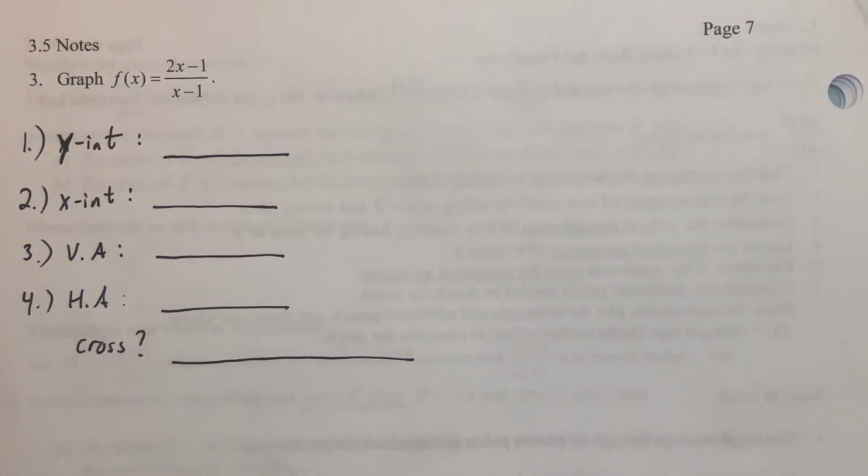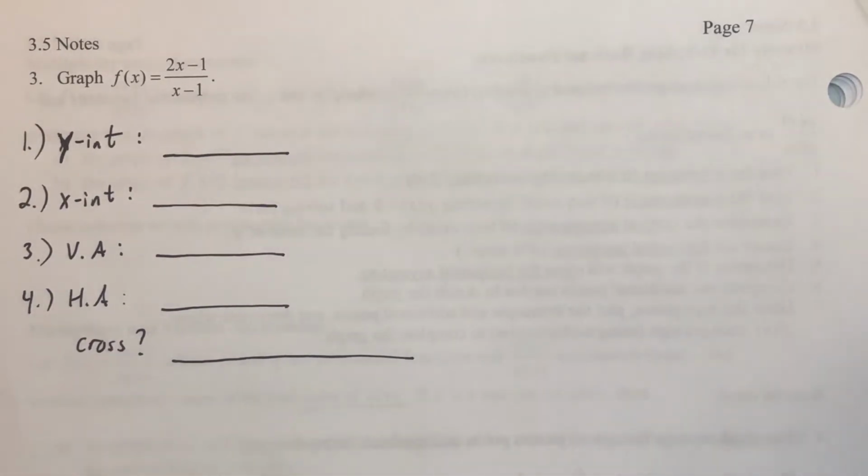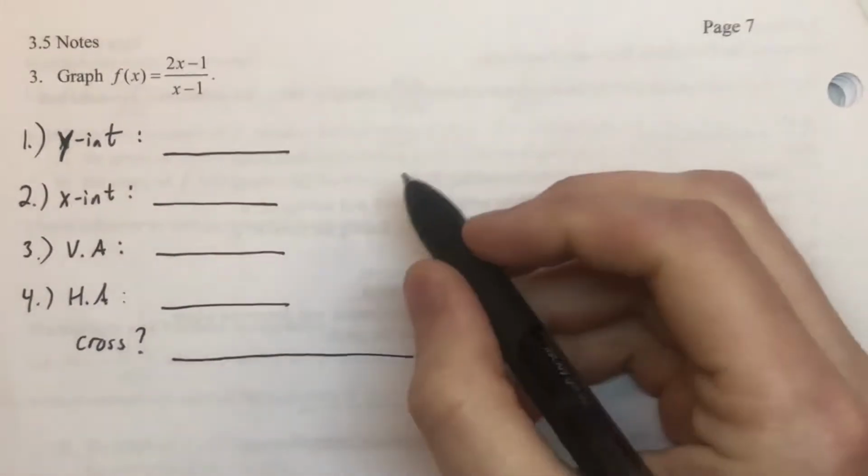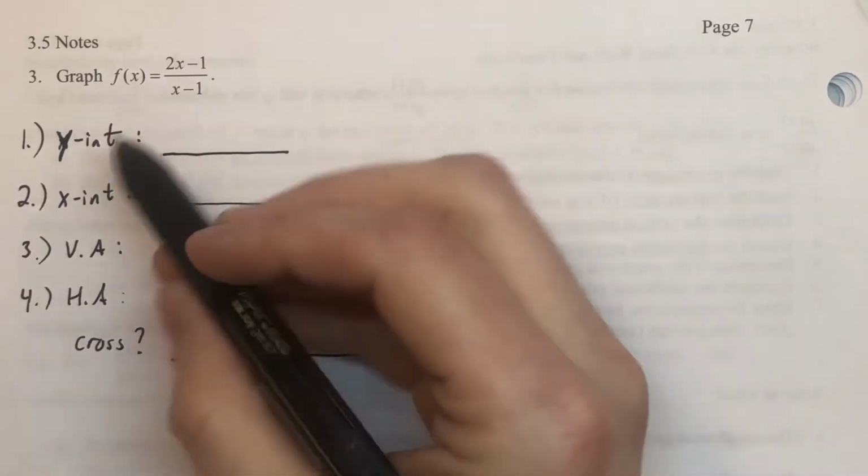All right, so our first example here of graphing a rational function. I've just got the four main characteristics that we're going to look for, the two intercepts and the two asymptotes. So, just as a reminder of those steps on the previous page.